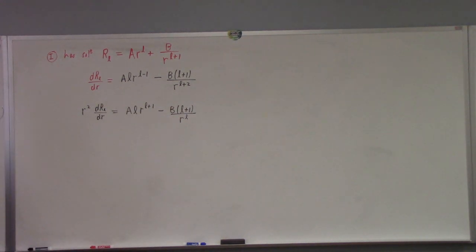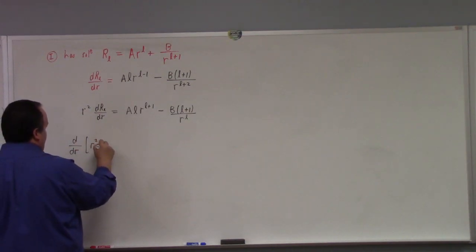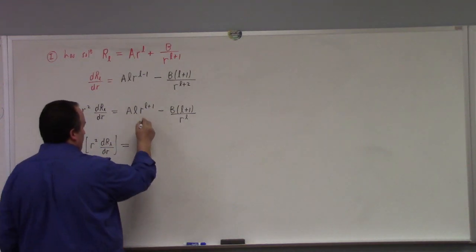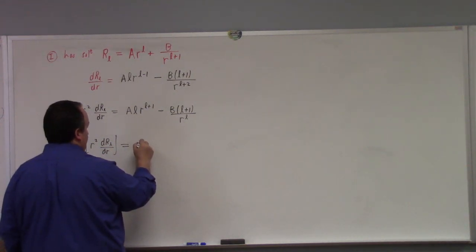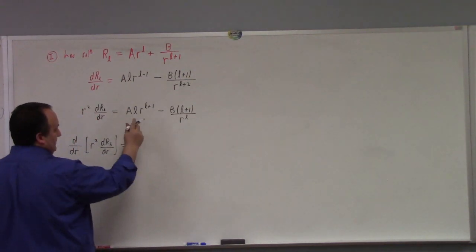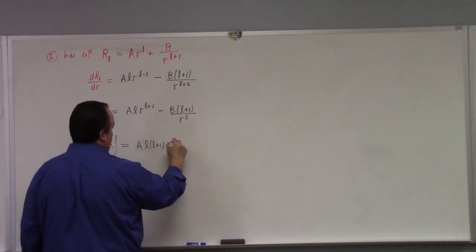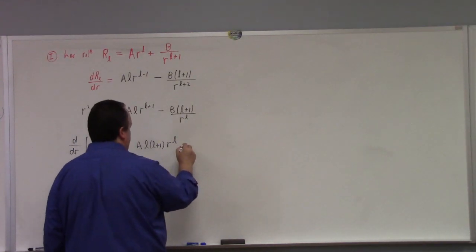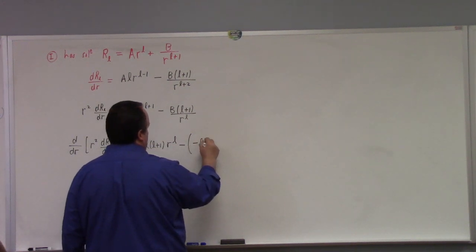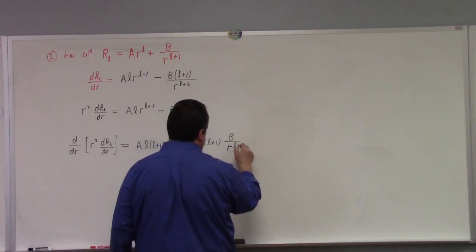Then our next move is to differentiate that with respect to r and see what happens. Right? So we're differentiating this piece. Let me just do it. So the derivative there is A, L times L plus 1, R to the L. And then minus, parentheses, minus L times L plus 1, B over R to the L plus 1.